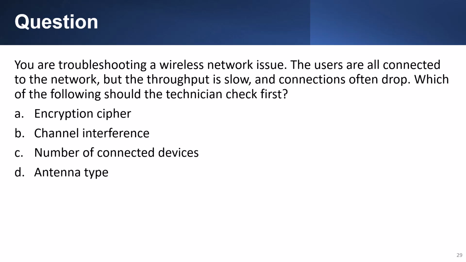Question: You're troubleshooting a wireless network issue. The users are all connected to the network, but the throughput is slow and the connections often drop. Which of the following should the technician check first? Answer: Channel interference.